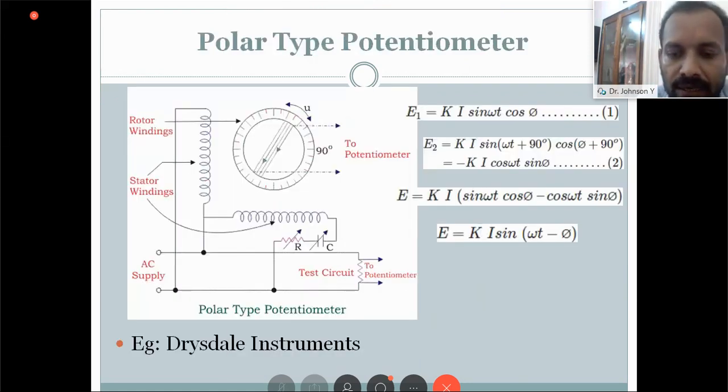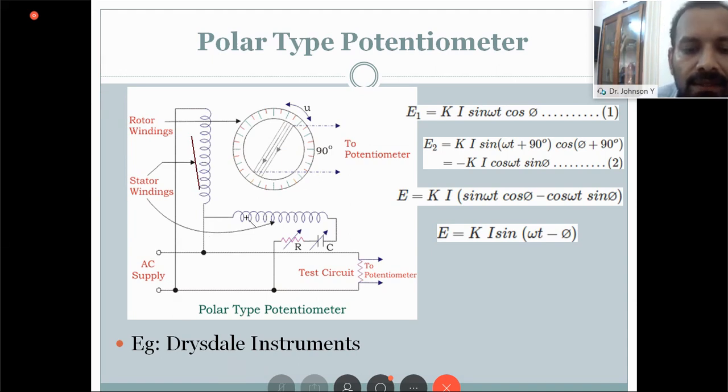Then we can discuss more about this polar type potentiometer. Here, in the polar type potentiometer, we can see an AC supply. This AC supply is connected with some stator windings. Two stator windings are shown here. One stator winding is connected directly to the AC supply.